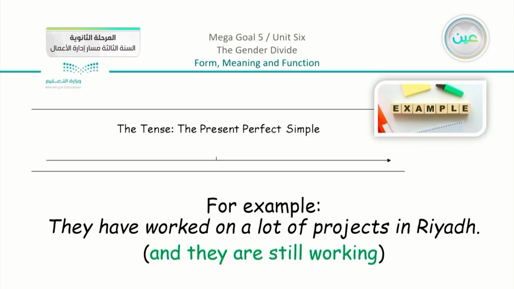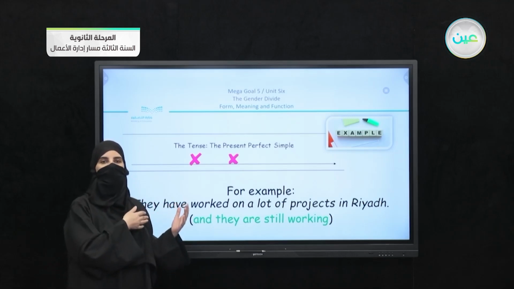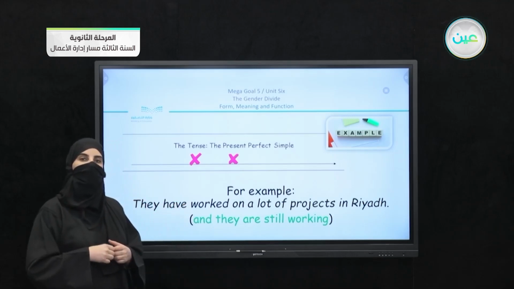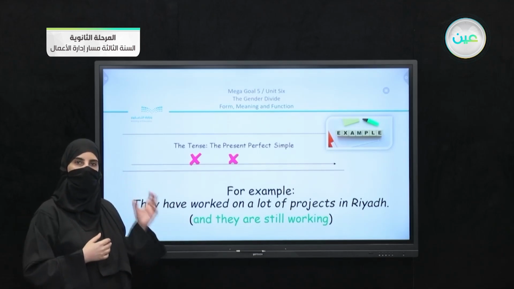They have worked on a lot of projects in Riyadh. Now you can see that we have here have worked, meaning that something started in the past and is still connected to the present. Because if it is something that is only in the past, we would use the past tense. But since it is still connected to the present, we have the present perfect here.